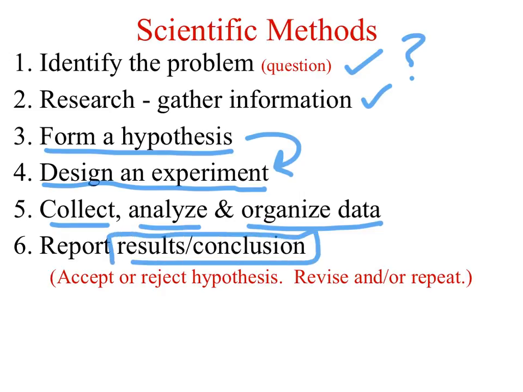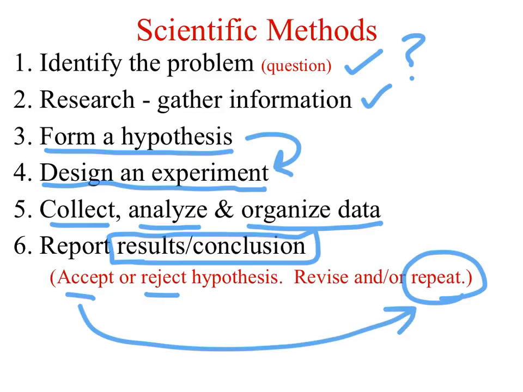You explain what happened. And when you explain what happened, you either accept or reject your hypothesis. That means your hypothesis is either right or wrong. Sometimes it's partially right. Whatever the case, you often repeat the experiment. Even if your hypothesis is accepted, you repeat the experiment just to see if you get the same results again.